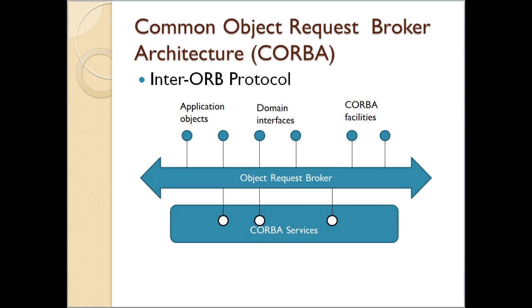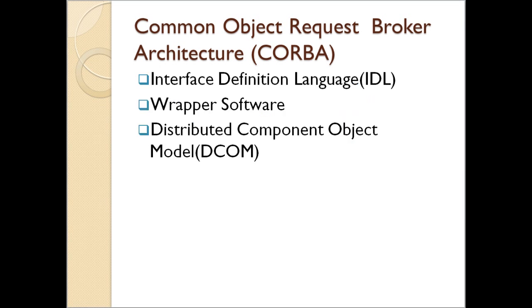So CORBA, the Common Object Request Broker Architecture, is supported by the Inter-ORB protocol. So we have here the CORBA services and the ORB, or the Object Request Broker, and the upper part is the application objects, the domain interfaces, and the possible CORBA facilities. Common Object Request Broker Architecture has interface definition language, wrapper software, and distributed component object model.